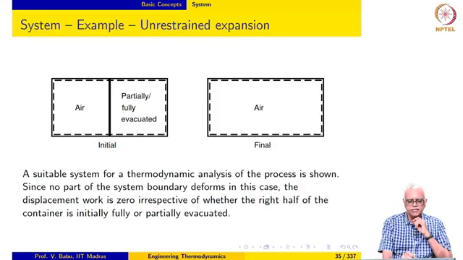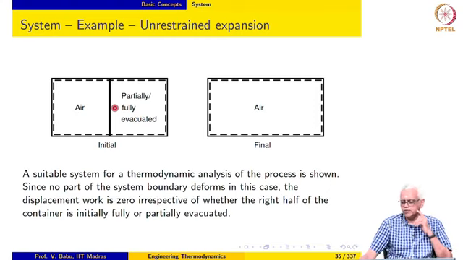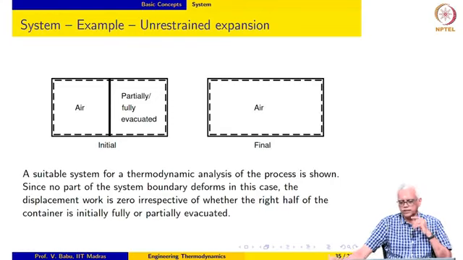So, initially we have air on the left side of this rigid vessel. There is a partition, and the right side is partially or fully evacuated. The partition is removed and the air is allowed to expand fully and occupy the entire container, and it comes to equilibrium after some time.